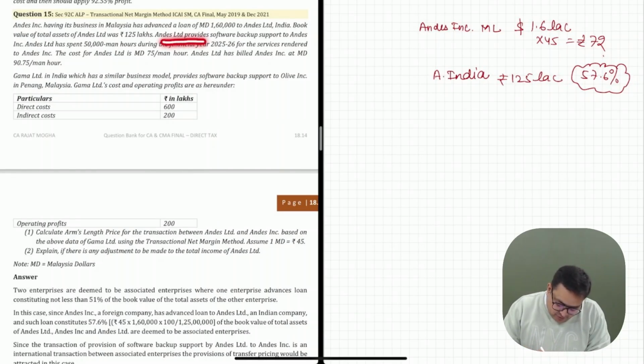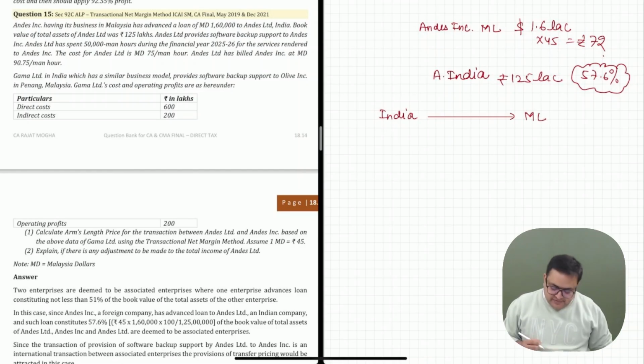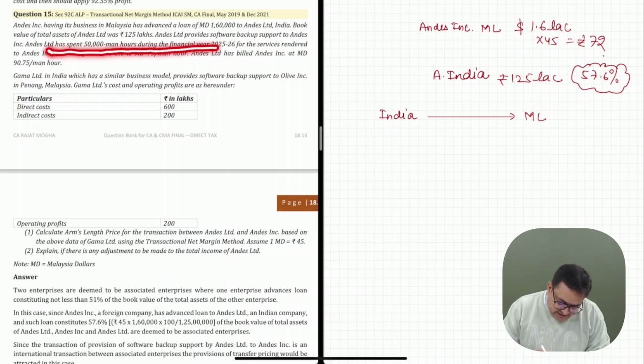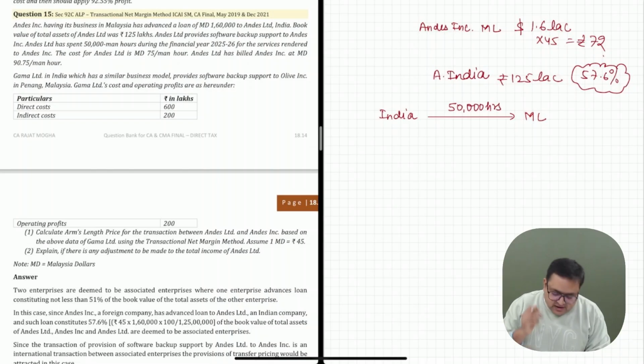Andes Limited provides software backup support to Andes Incorporation. So here, India has given services to the Malaysian company. We have given a software backup support to Andes Incorporation. Andes Limited India has spent 50,000 man hours during the financial year. We have worked for them for 50,000 hours. Good.